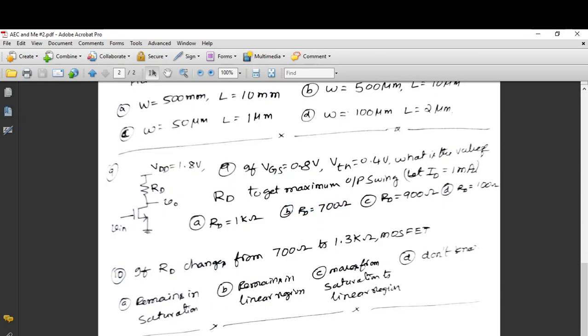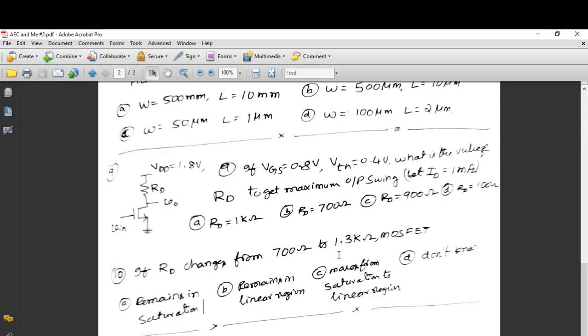Next, if the value of RD changes from 700 ohm to 1.3K, does the MOSFET remain in saturation, remain in the linear region, or move from saturation to linear region? So if the value of RD is changed from 700 ohm to 1.3 kilo ohm, what happens?